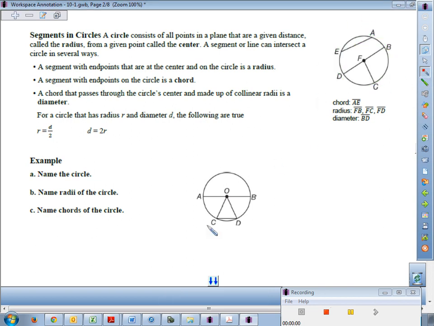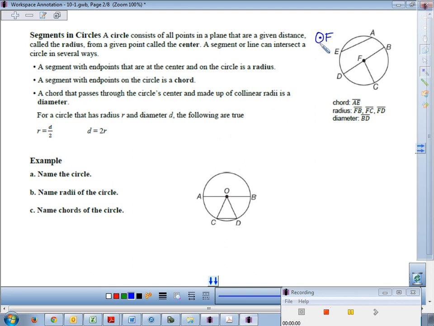To name a circle, right, you name a circle by its center. So there's a symbol for circle, so we don't have to write the word over and over again. So this is circle F. It's just like an O with a dot in it, circle F. You obviously know what a radius is. It's a segment that goes from the center of the circle to any point on the circle. So segment FB is a radius, segment FC is a radius, and segment FD is a radius.